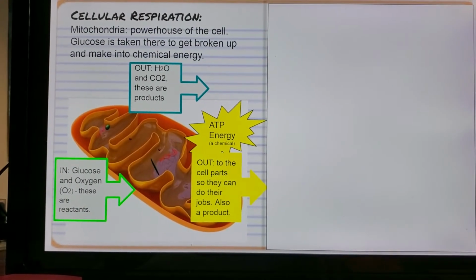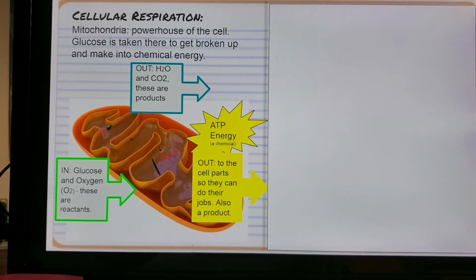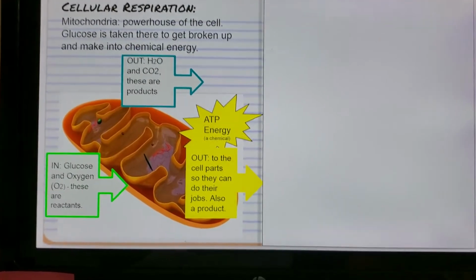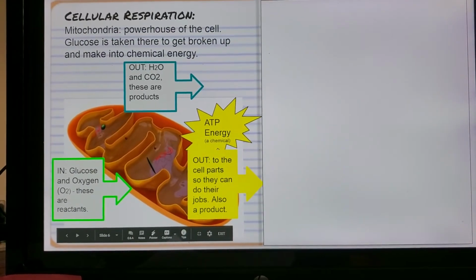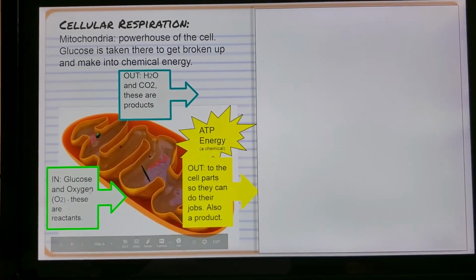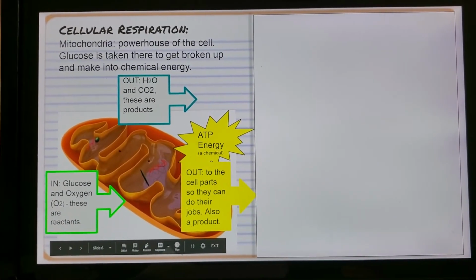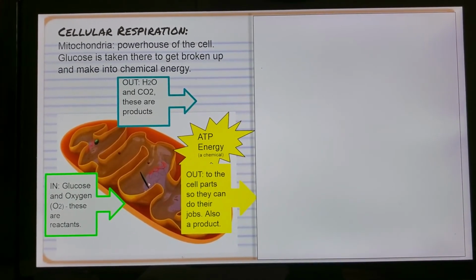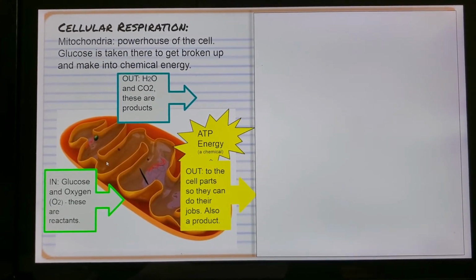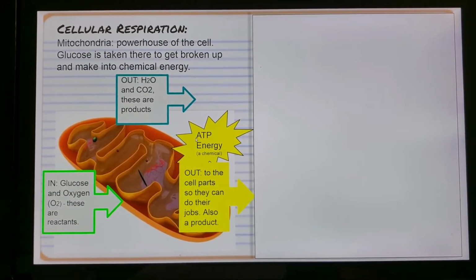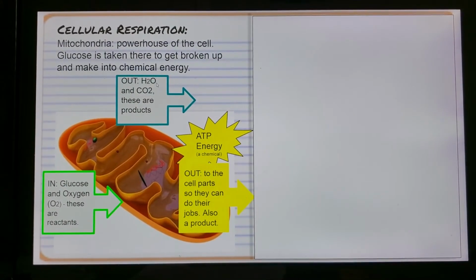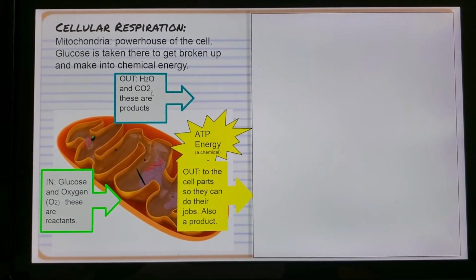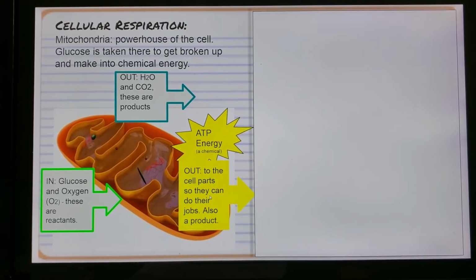Why? Because it's going to take that glucose in and bust it apart. When it pulls apart the molecules, they're going to release energy. So in this case, the reactants are what's going in. Here it says reactants. What goes in? Glucose and oxygen. They're going to go into the mitochondria, get busted apart, and give off a couple of things. It's going to give off a little bit of water, it's going to give off carbon dioxide, and it's also going to give off all this energy.